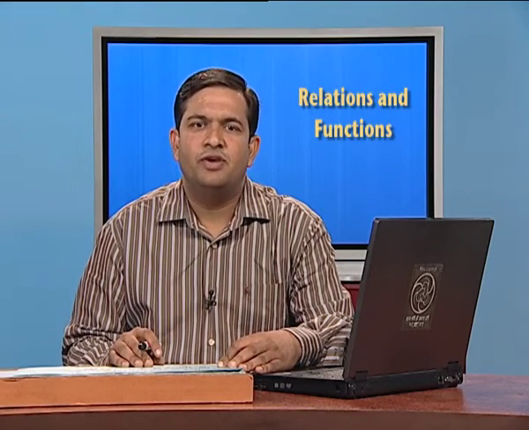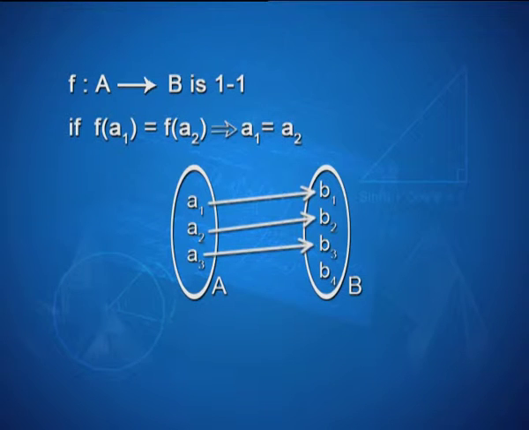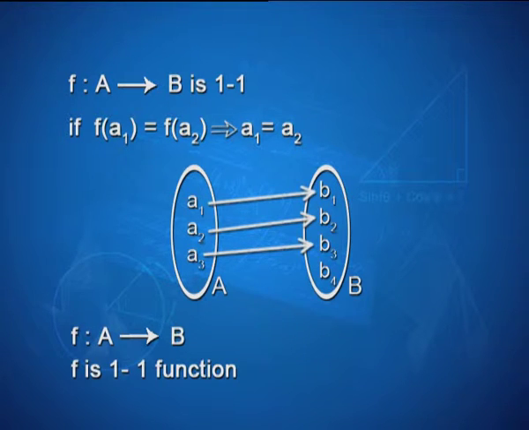For this, we can take one arrow diagram. A is the set of 3 elements a1, a2, a3, and B is another set with elements b1, b2, b3, b4. f is a relation from A to B, where a1 is related with b1, a2 is related with b2, a3 is related with b3. So, one element has only one image. So, we can say this function f is 1-1.